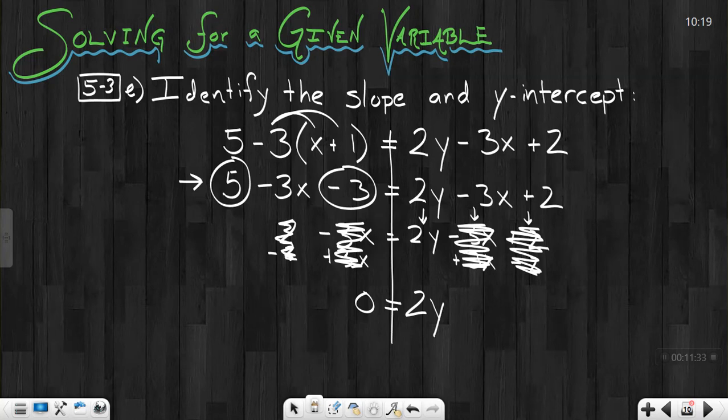But I continue to solve. 0 is a number. Don't get tripped up just by that. It's still 2 times y. And how do I get rid of and multiply by 2? Well, I do the opposite. Divide by 2, giving me y equals 0.